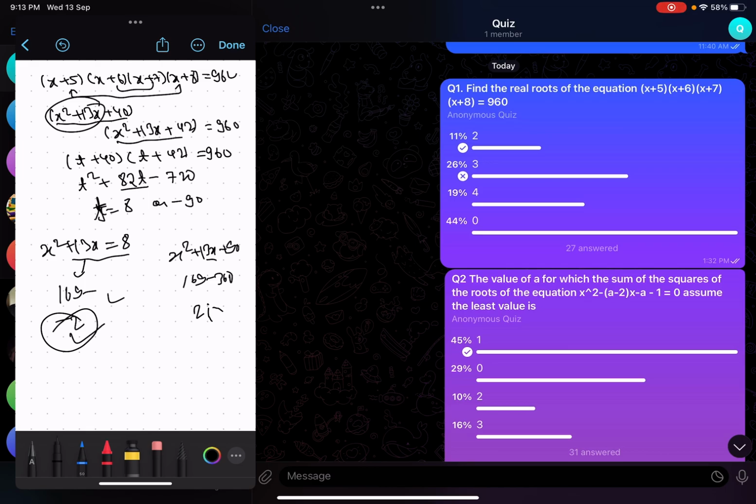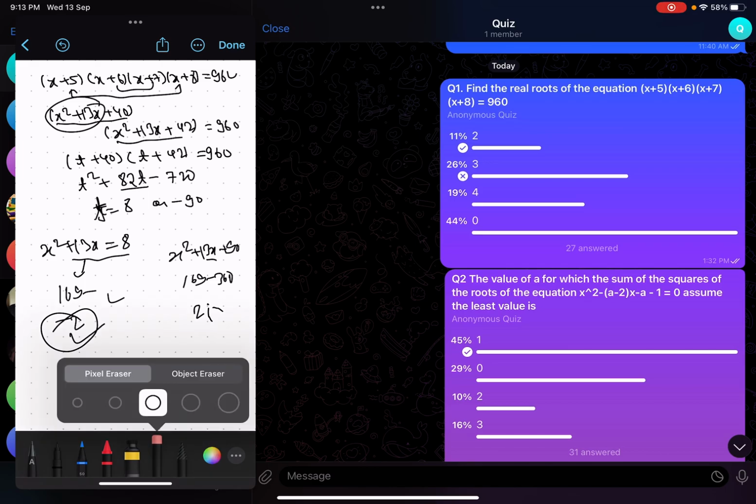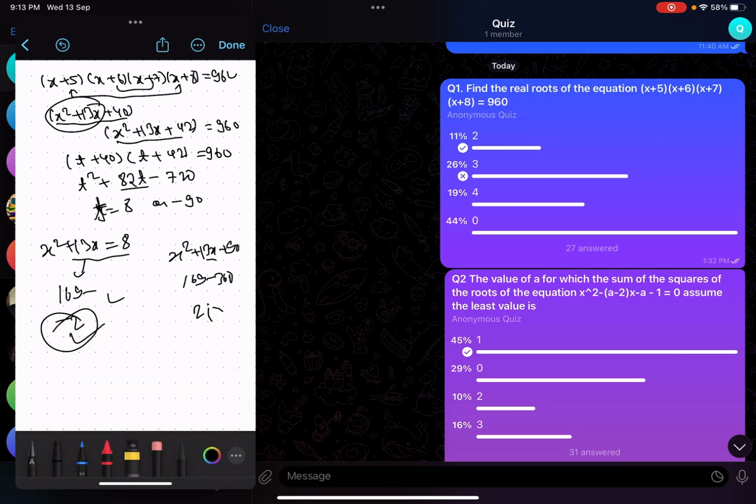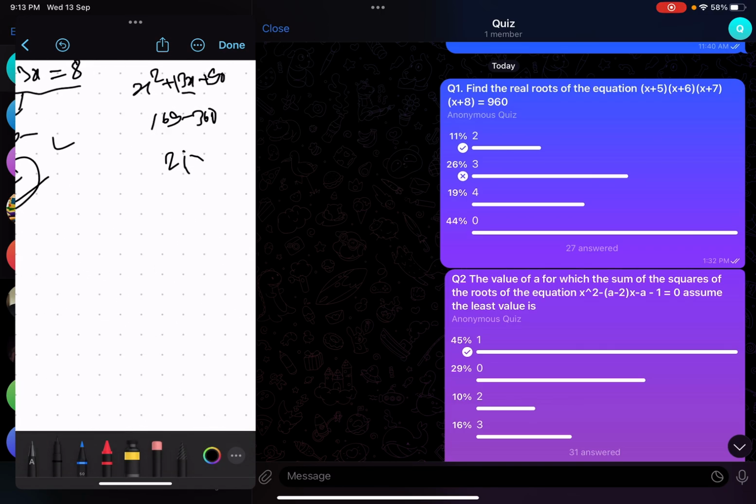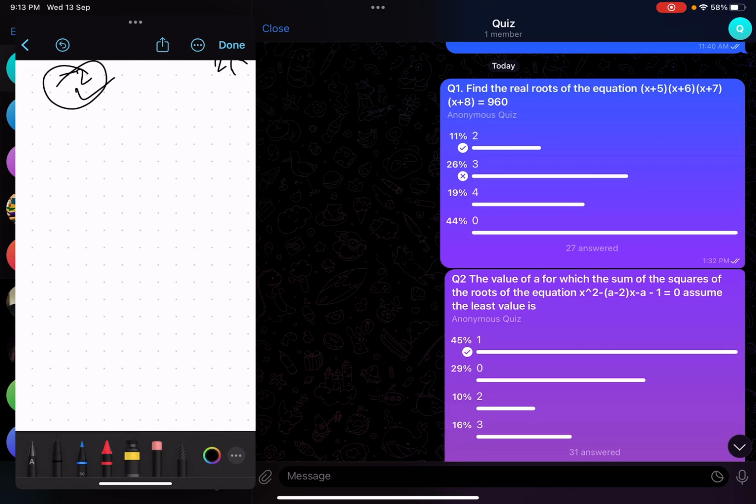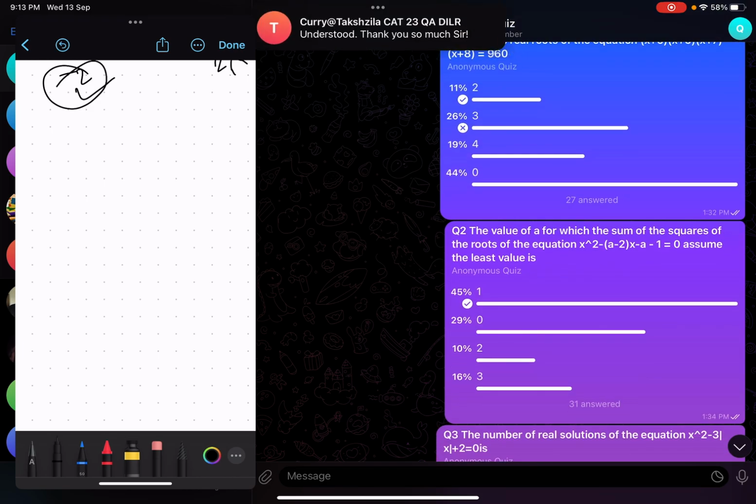Now let's come to question number 2. The value of a for which the sum of squares of roots of the equation x square minus (a minus 2)x minus (a plus 1) assumes the least value.